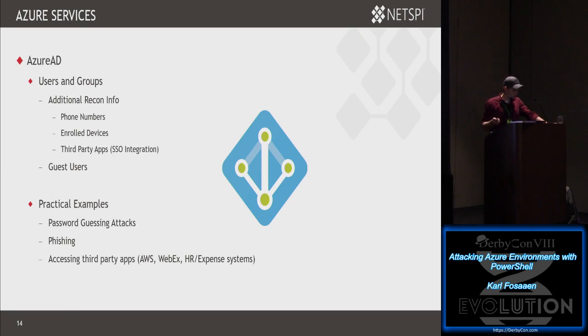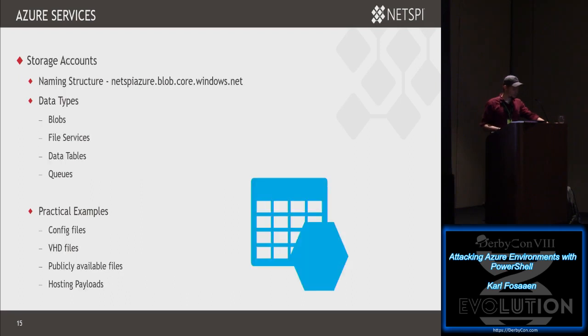So I think we talked through most of the practical examples here. I think the one thing I didn't touch on was phishing. Enumerating all of those users and getting the additional email addresses, you've got a nice base for phishing, but I pretty much talked about everything else.